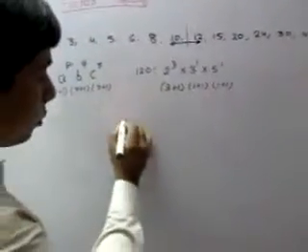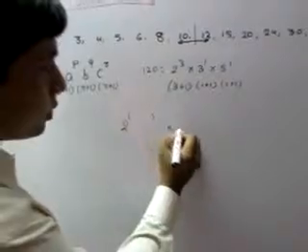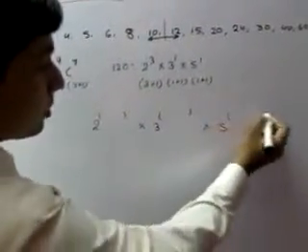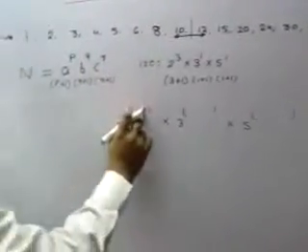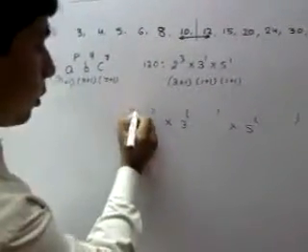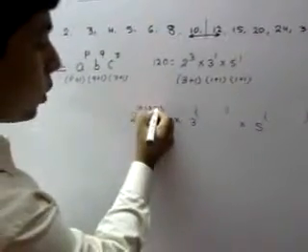A factor of 120 must be in the form of 2 to the power something into 3 to the power something into 5 to the power something. 2 to the power something: how many values can we put here? We can put either 0 or 1 or 2 or 3.